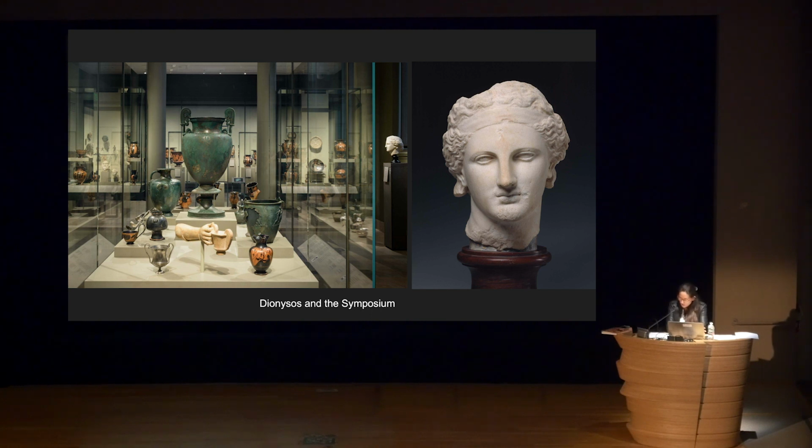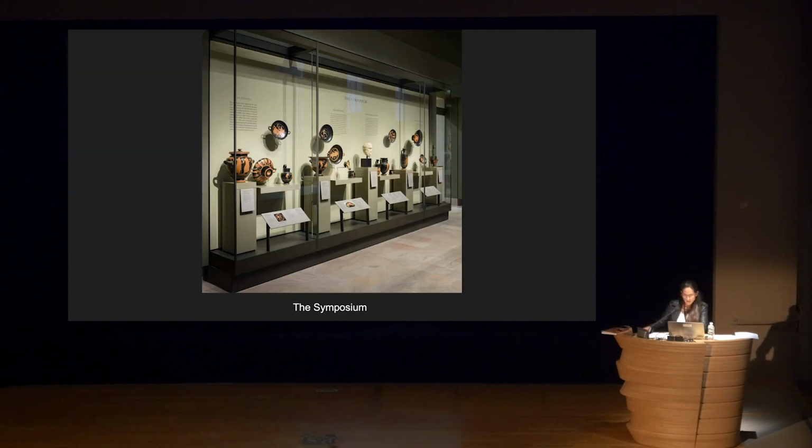These objects very often feature scenes associated with winemaking, the retinue of Dionysus, so those are the satyrs and maenads who follow him around, making merry, and banqueters performing activities common at the Symposium. And there's a whole case devoted to the Symposium. So they're playing drinking games, reciting poetry, playing music, and making love.